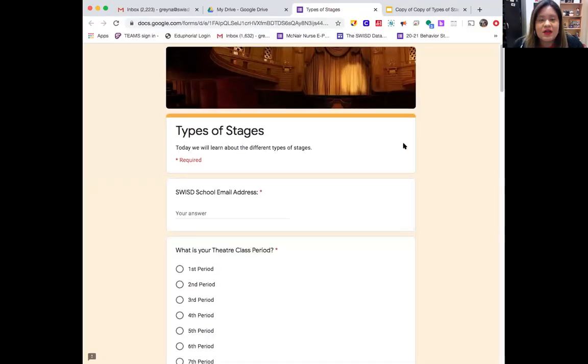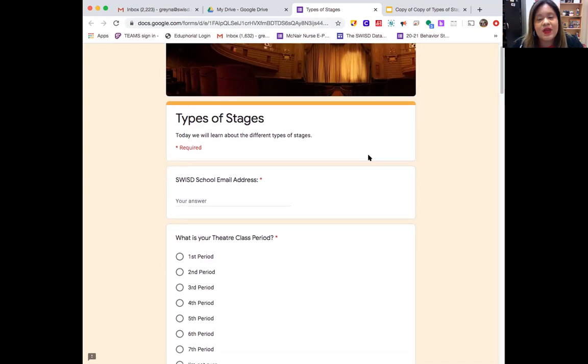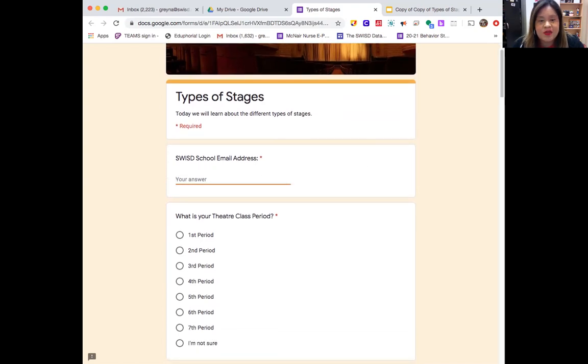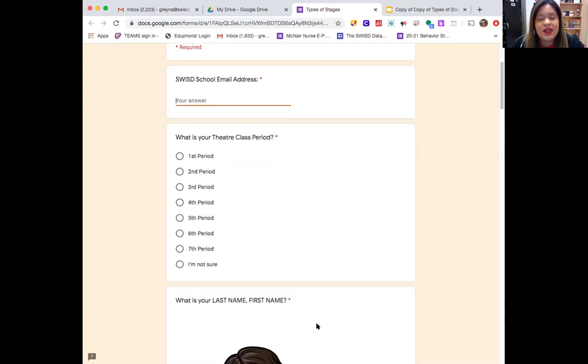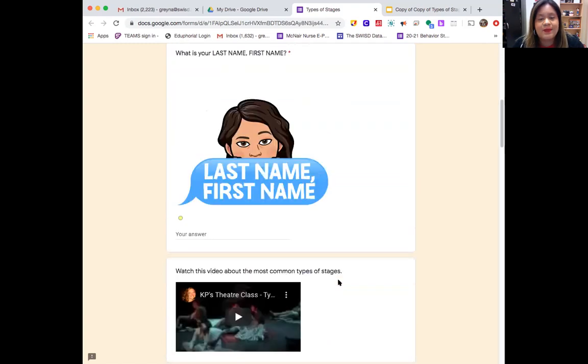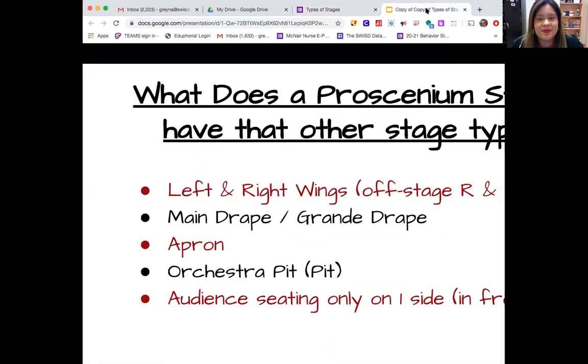So in order to begin, you are going to need to access your Types of Stages Google form. This will be under the Classwork tab, and it will be labeled as Types of Stages. Once you click on that Google form, it will bring you to this page. Just to prep yourself for our lesson, go ahead and fill out your school email address, class period, and name. And then you can stop there for now. We will get to the rest of the assignment in just a few minutes.